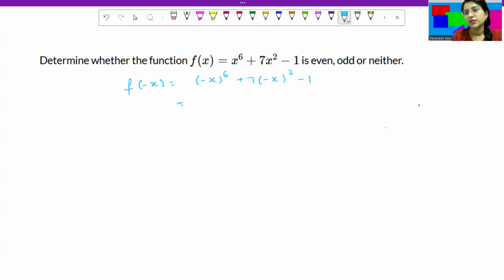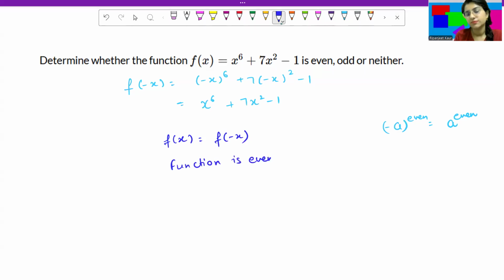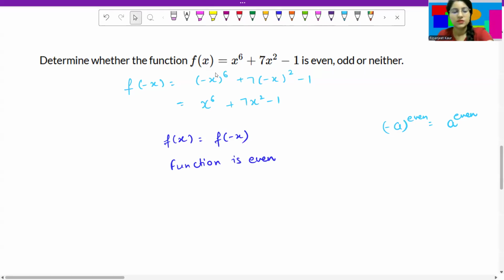And we know anything raised to an even power, that number itself becomes positive. So x raised to power 6 remains as it is, plus 7x squared minus 1. Now we see over here that f of minus x is exactly the same as f of x. At that time we say that the function is even. The function is even in this case.